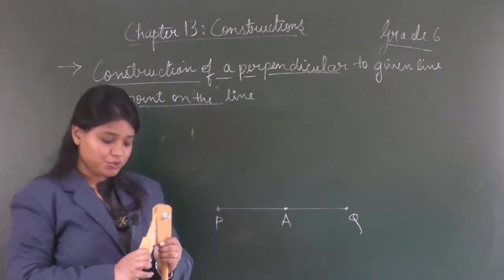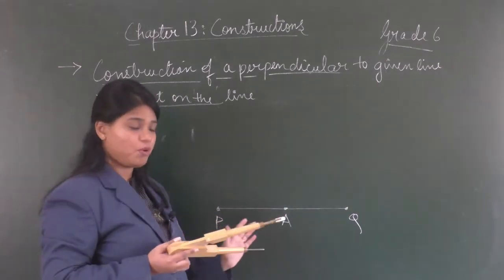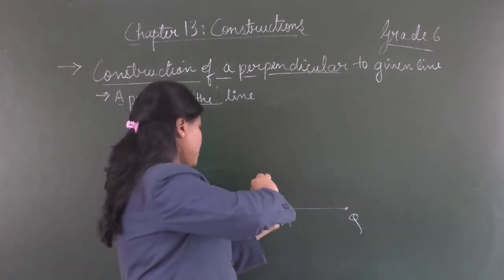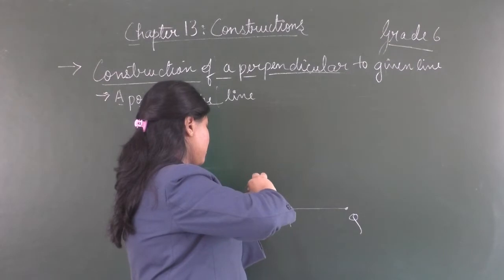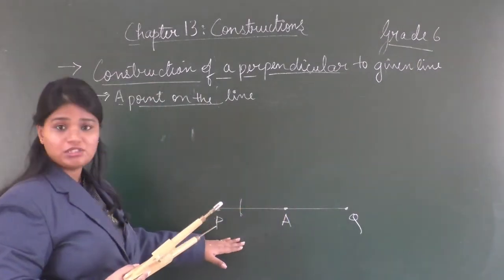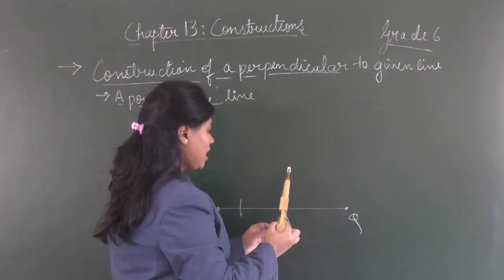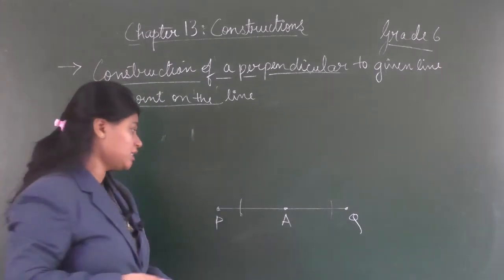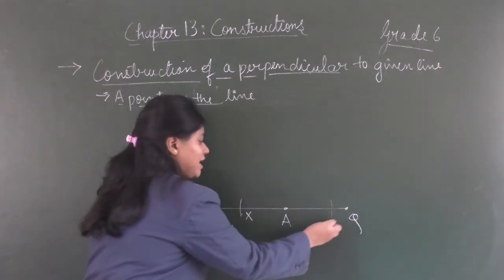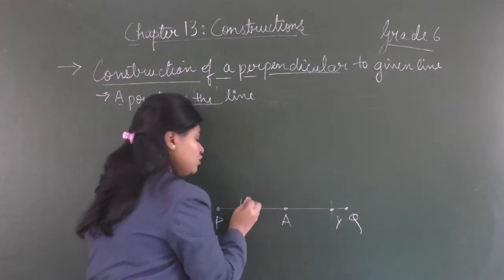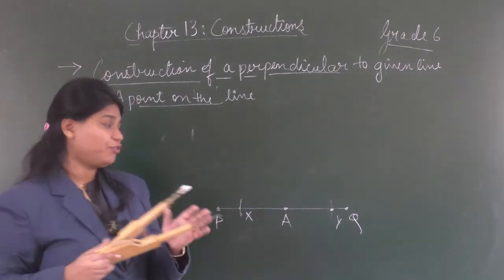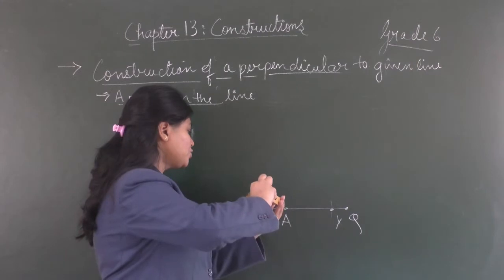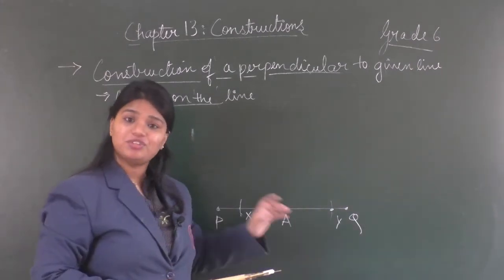So first you will keep the needle of your compass on point A and with any suitable radius of your choice, you will mark an arc on the left side and a second arc on the right side. So I have marked 2 arcs and I am naming these arcs X and Y. Clear? So first you place the needle of your compass on point A and with any suitable radius you mark 2 arcs on either side of this point.